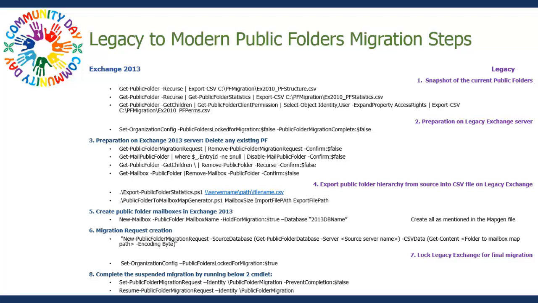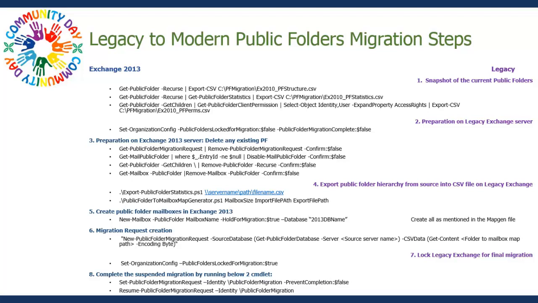All right. So the first command is Export-PublicFolderStatistics. It will export the public folder statistics, and the second command is PublicFolderToMailboxMapGenerator. What it's going to do is, based on the mailbox size, so it depends what size of the mailbox you are configuring for public folders, it will generate a mapping list which will tell you that you need this number of mailboxes with the name. So the command continues with mailbox size, and then import file path and export file path.